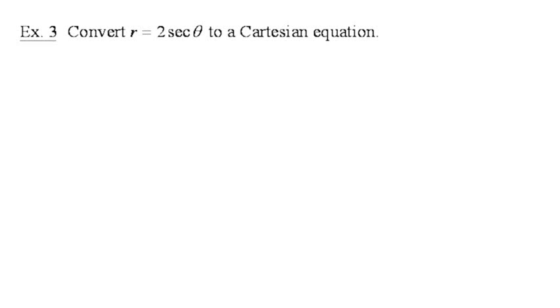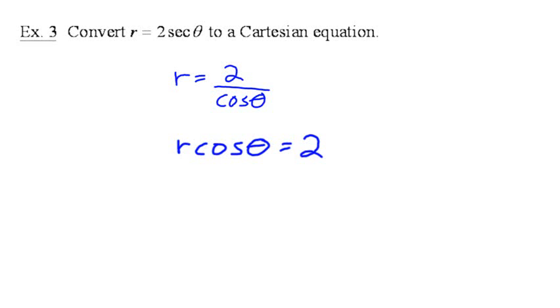In example 3, let's convert the polar equation r equals 2 secant theta to rectangular or Cartesian form. This means that I need to convert the r's and thetas to x's and/or y's. I'll rewrite 2 secant theta as 2 over cosine theta. Then cross multiplying gives me r cosine theta equals 2. And x can replace r cosine theta.